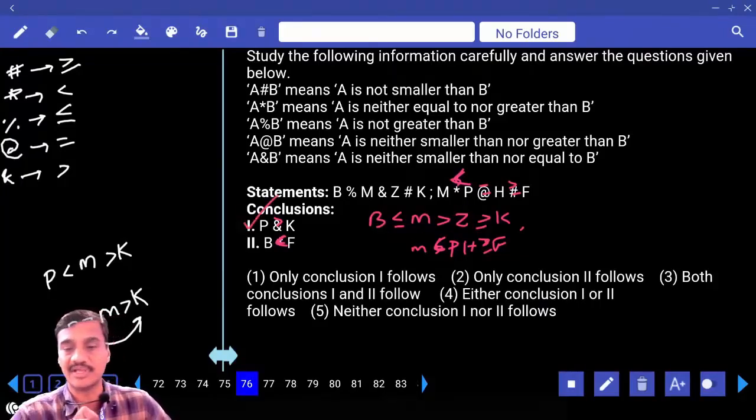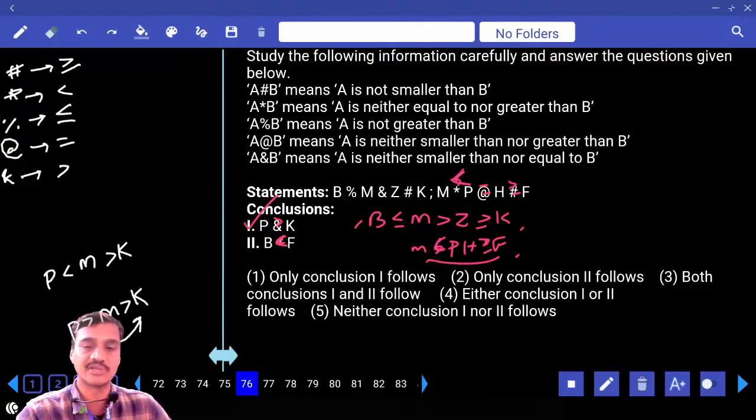Then next one, B and F. Now B is here and F is here. Which element is common? M. B lesser than or equal to M, and between M and F, two opposite symbols, no relation can be drawn. So only one follows, that is choice 1.